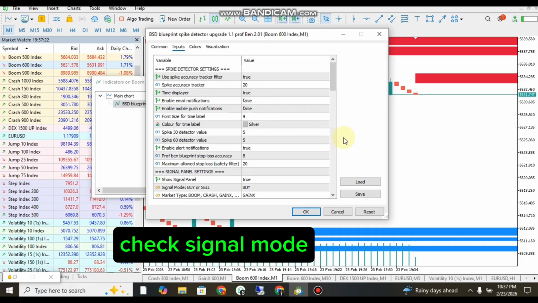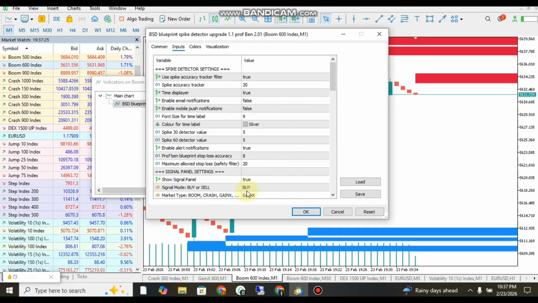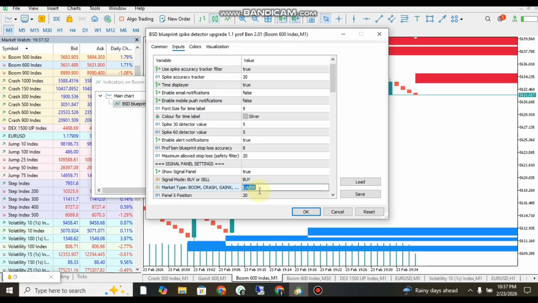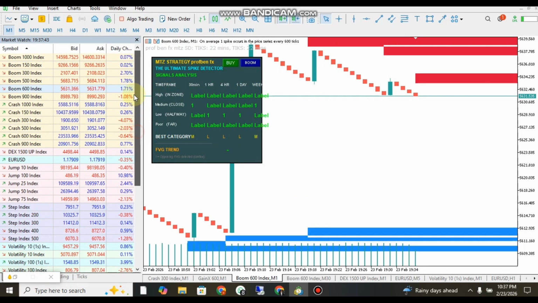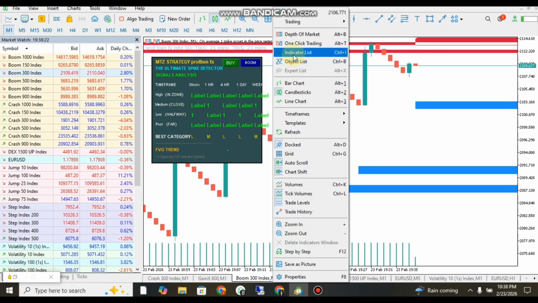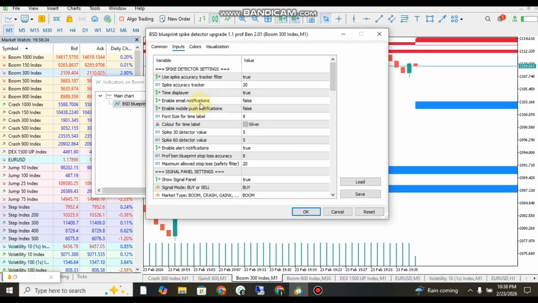Then in the input tab, I go to where we have signal panel. You can turn it true or false, but signal mode, buy or sell. Buy, boom, and gain. Sell, crash, and pain indices. So you just put boom if it's for boom market, buy. If it's for crash market, what will you do? You will go to the indicator list once again and change the signal mode to sell. So I've turned those to true. Just let me turn those to true.